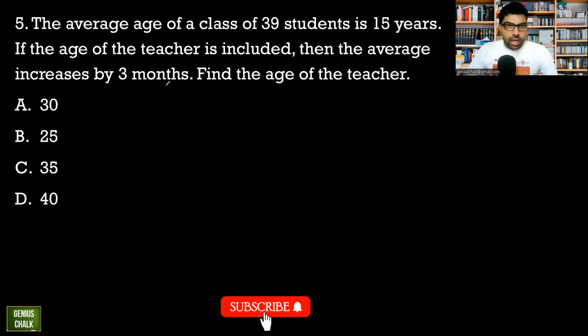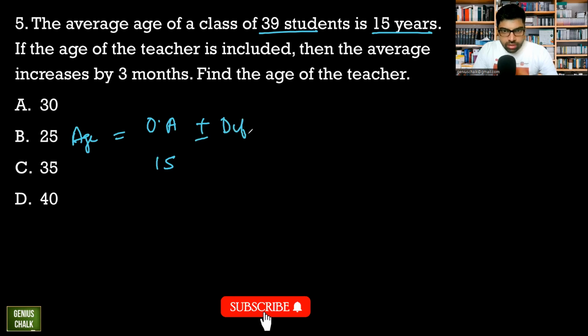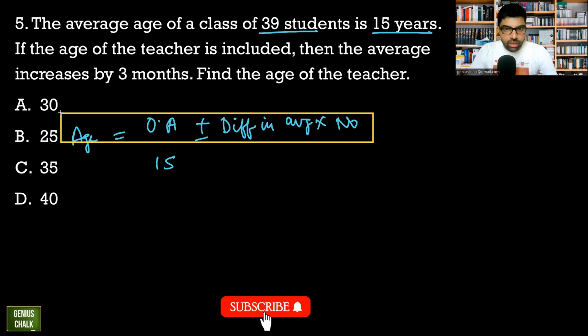Okay, next one, average age of the 39 students. You know, old average is 15. I have told you this many times in the previous Deloitte sets as well. The age of the teacher, meaning the age of the new person or weight or whatever: old average plus minus difference in average multiplied by number of people. Whenever somebody enters or somebody leaves, always remember this is going to be the formula to be used. Old average plus minus difference in average into changing numbers.